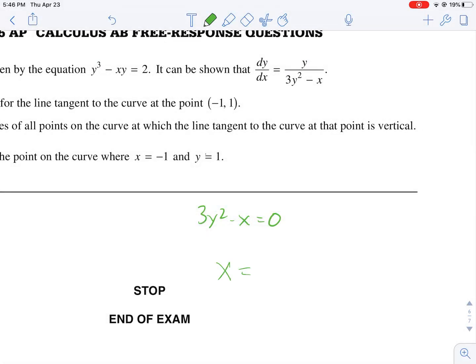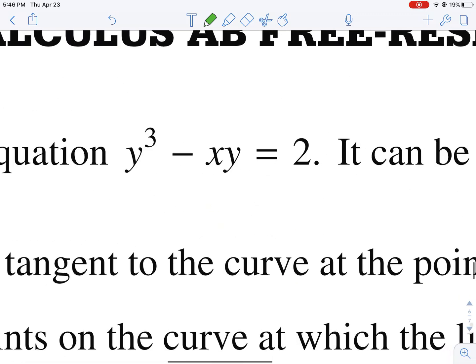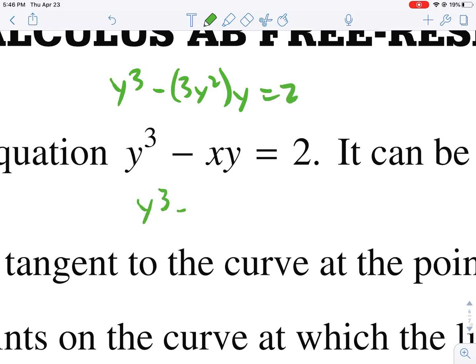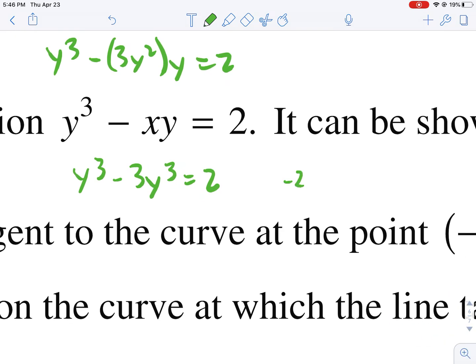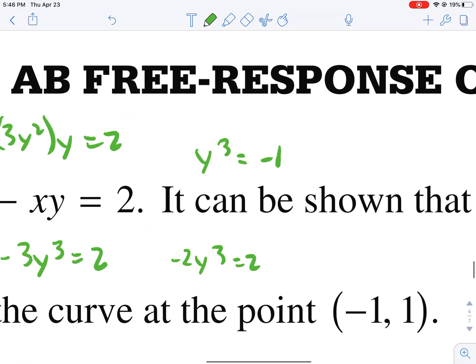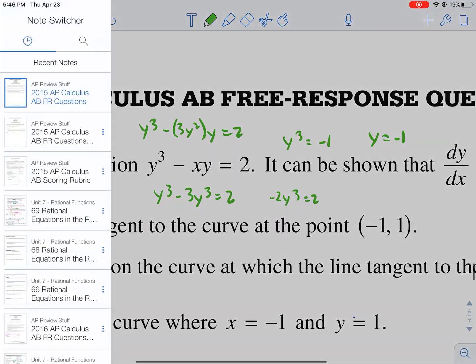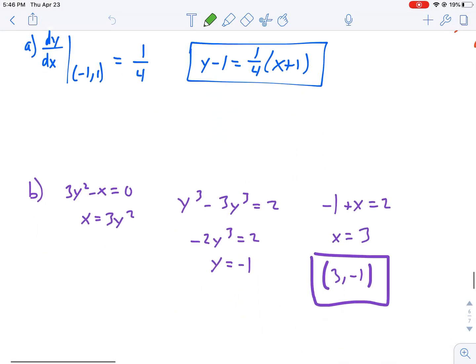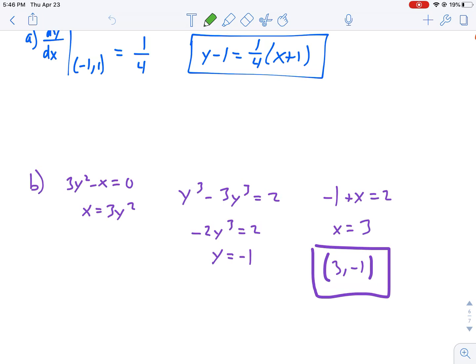And you get x equals 3y squared. So now we can plug 3y squared in for x up here, and we get y cubed minus 3y squared for my x times y equals 2. And that's y cubed minus 3y cubed equals 2, which gives me negative 2y cubed equals 2, which gives me y cubed equals negative 1, so y equals negative 1. Okay, let me give you a cleaner version of that work right here. Okay, so there's a nice version.